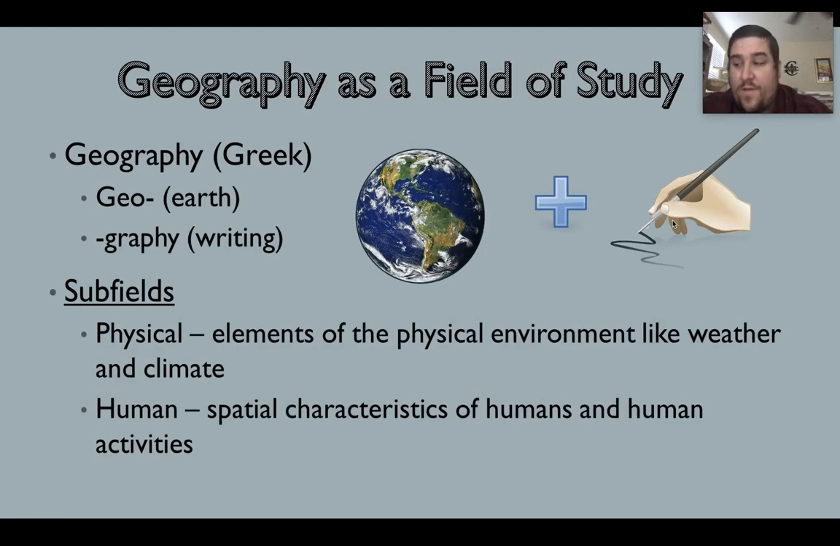So this is a pretty traditional one we're going to be looking at. Geography is a field of study, and this is before we get into 1.1. Geography is the study of earth writing. So it's all about what's happening on the earth. And there are 2 different types of geography. Physical geography, which is maps and weather and climate, the basics. And then there's the other half, which is human geography, which is what we look at, which is how humans impact Earth.